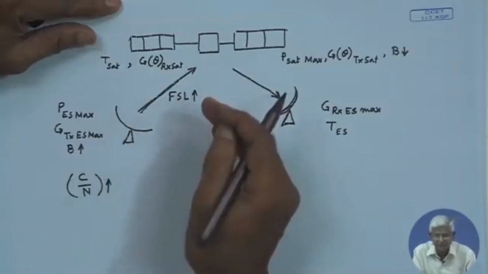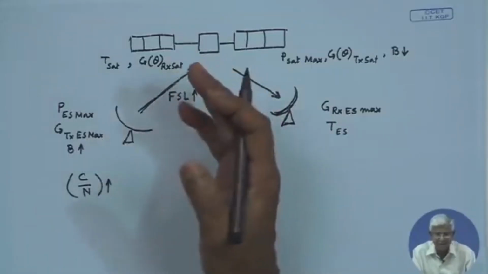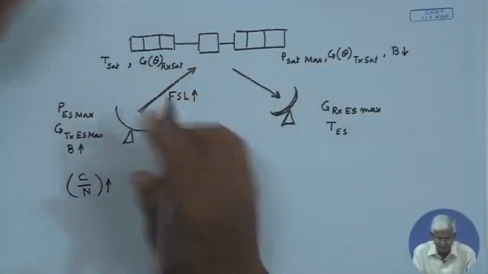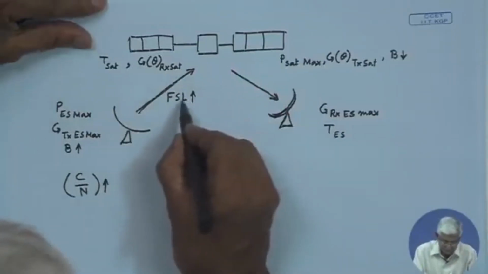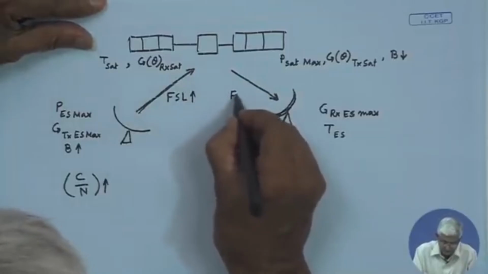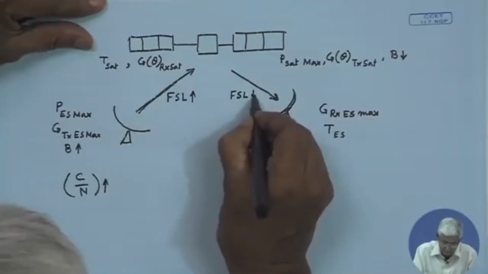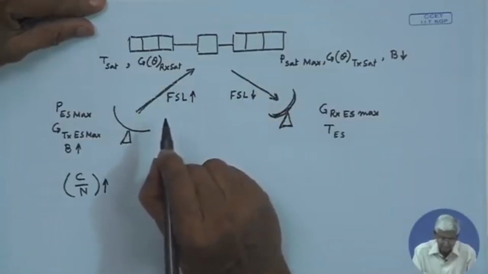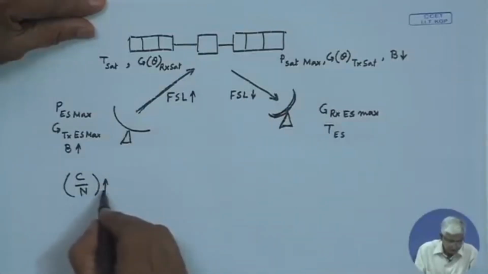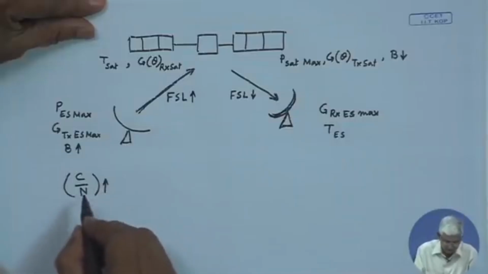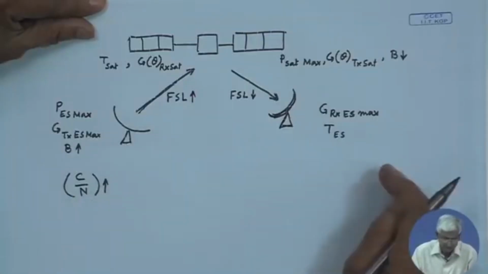In some of the books it is written as free space, and you will be wondering what this free space is. So, it is the free space loss, same as path loss. So, free space loss uplink and free space loss downlink. These two are different because the frequencies are different. So, C by N, you can call it C by N naught or C by N. If we get C by N, the bandwidth has to be taken care of.